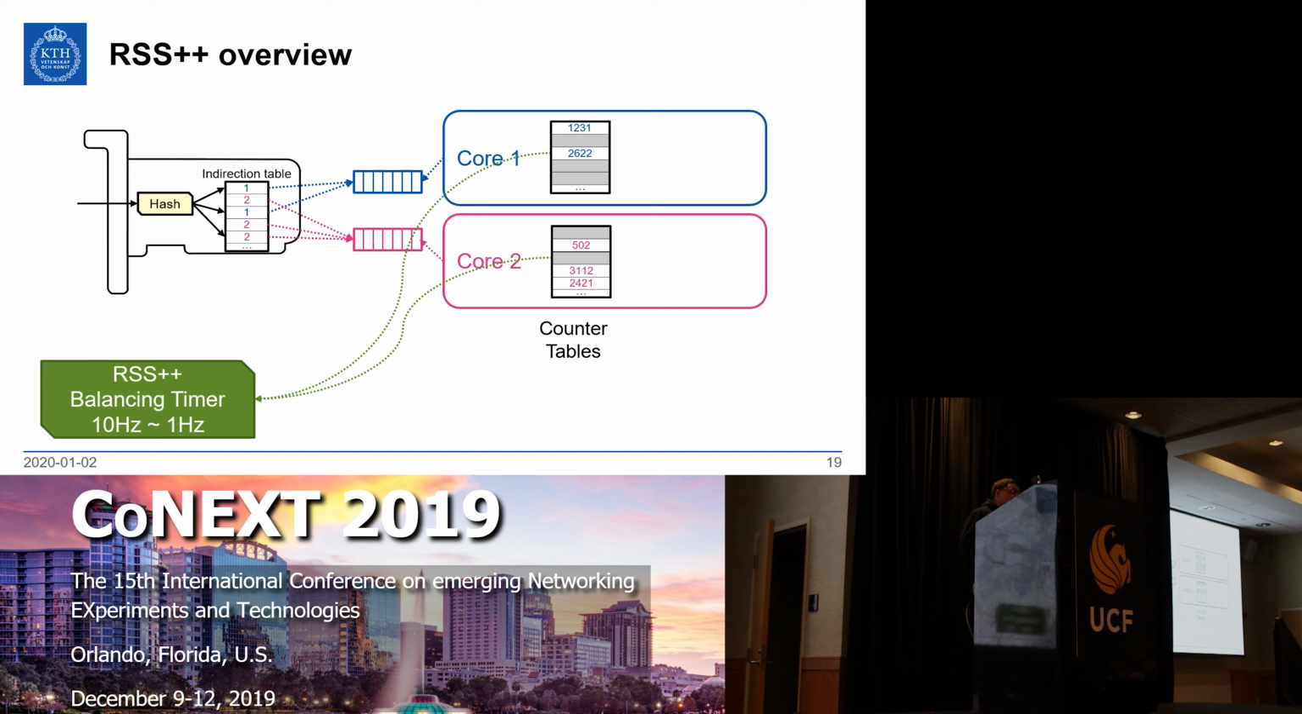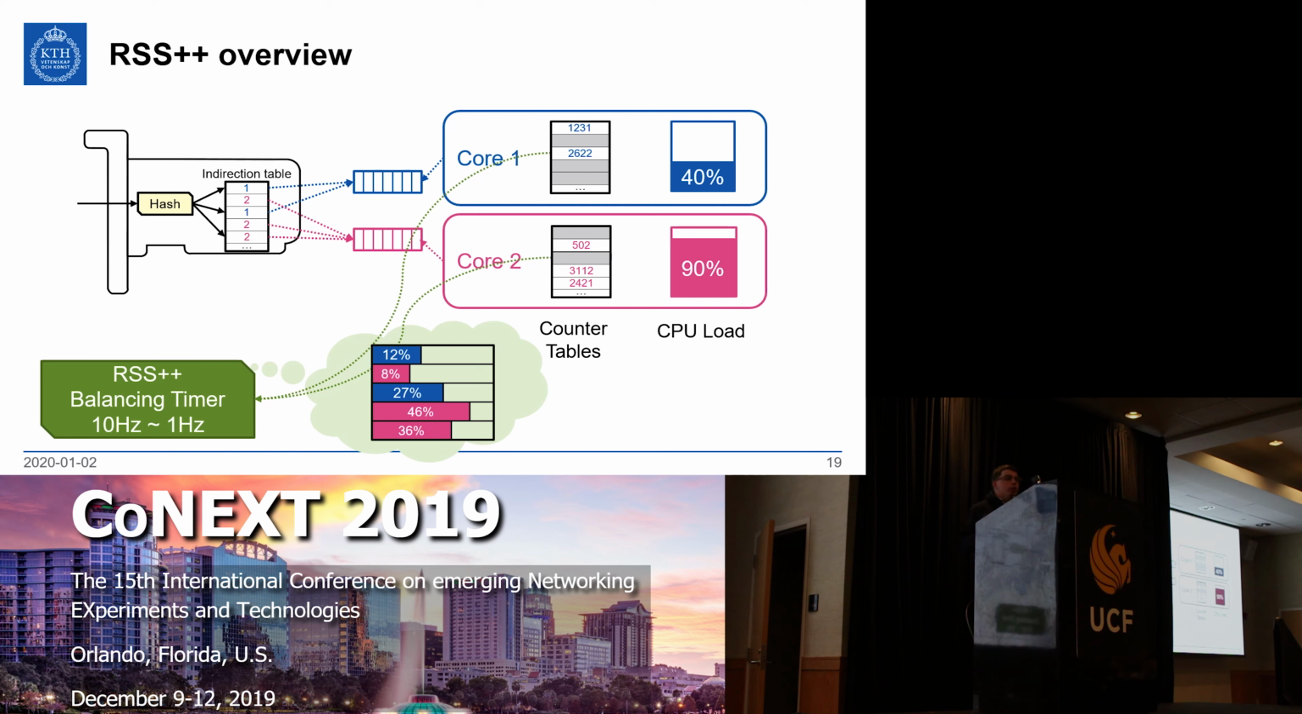And that algorithm will use those numbers in the counter, so the number of packets received by each indirection bucket, and a certain notion of CPU load to compute how much each bucket is accounting for in terms of CPU load, right? And then we use an optimization algorithm to try to minimize the load imbalance by migrating some of the buckets of the overloaded cores to the underloaded cores.